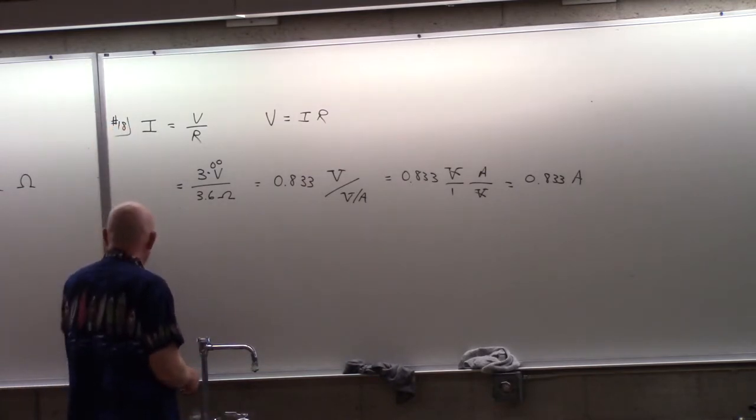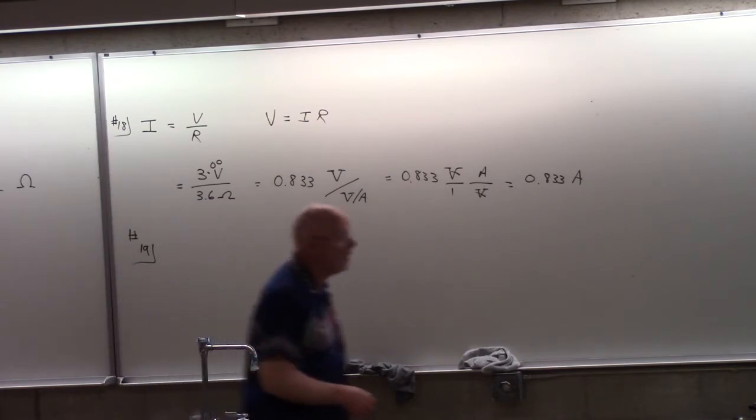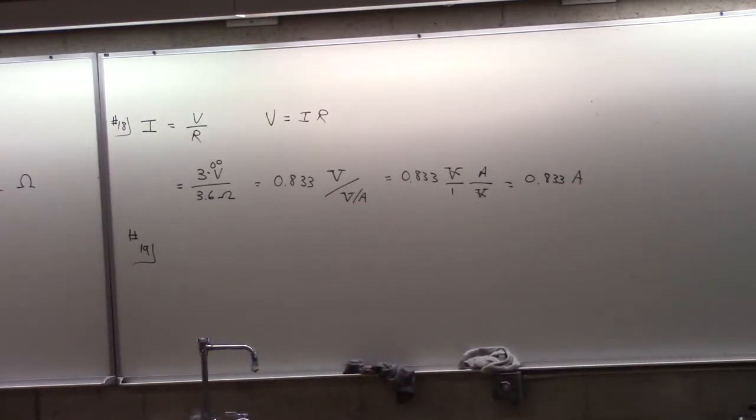Now, number 19 is along those same lines. Let's see, which one do they ask here? It says, calculate the effective resistance. All right, so they're after resistance. So I'll say it again, Ohm's law has three factors. They give you any two, you can find the third.